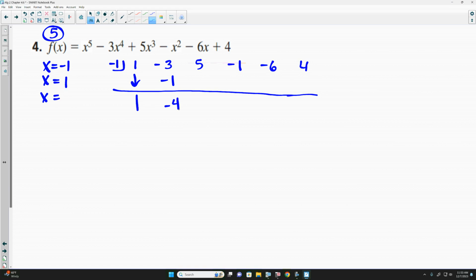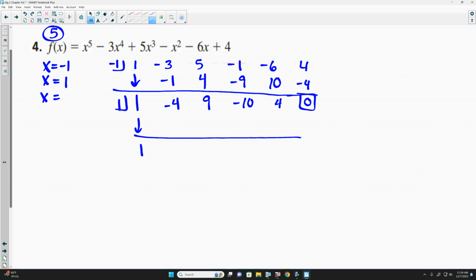Now when we add it, -3 plus -1 is -4. -1 times -4 is 4. 5 plus 4 is 9. -1 times 9 is -9. -1 plus -9 is -10. -1 times -10 is 10. -6 plus 10 is 4. -1 times 4 is -4. And lastly, our 4 plus -4 is 0. So that worked the way we wanted.